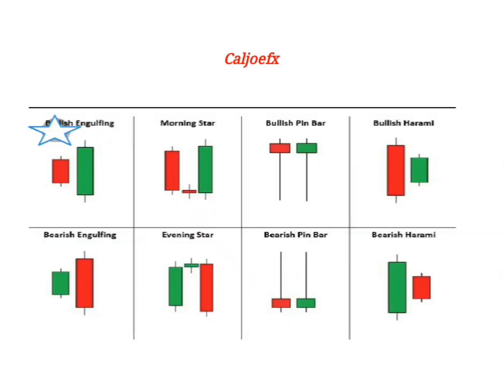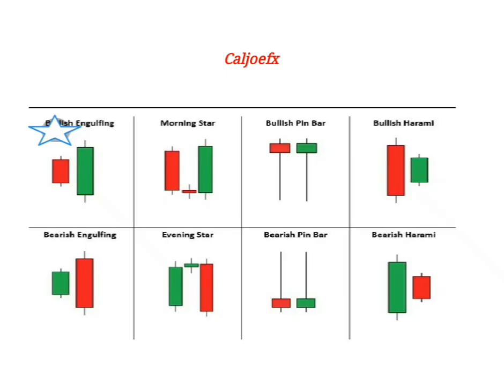Now you can see morning star. Morning star tells you that the first one is a large bearish candlestick. The second one is what? It shows you that buyers and sellers are almost equal.